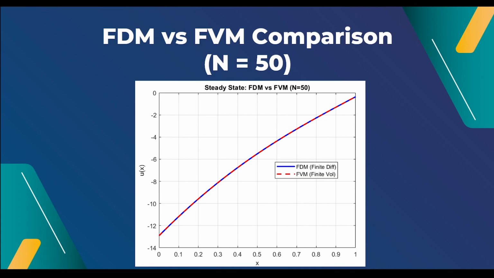As you can see, the blue curve and the red dashed curve overlap perfectly. The difference between them is effectively zero. This proves that for this specific 1D problem with a uniform grid, the two methods are algebraically equivalent.